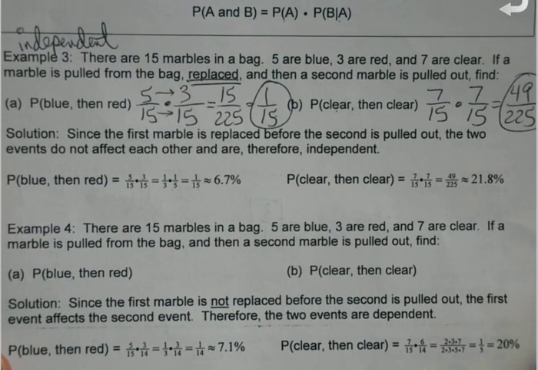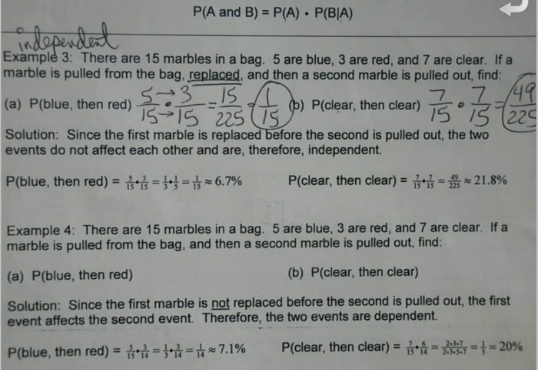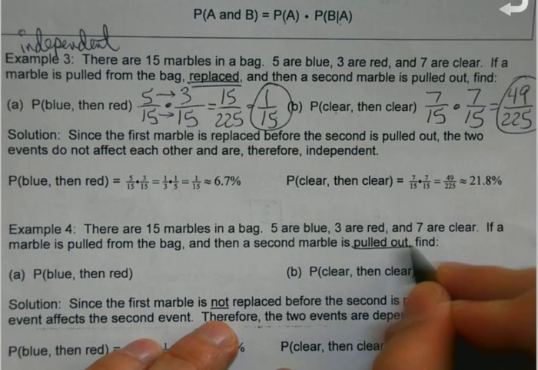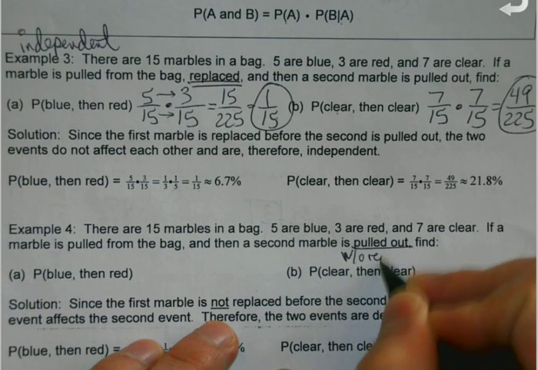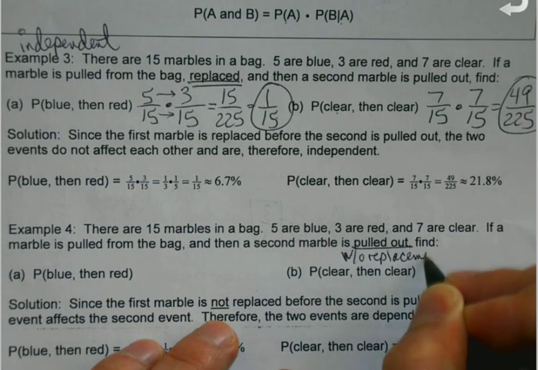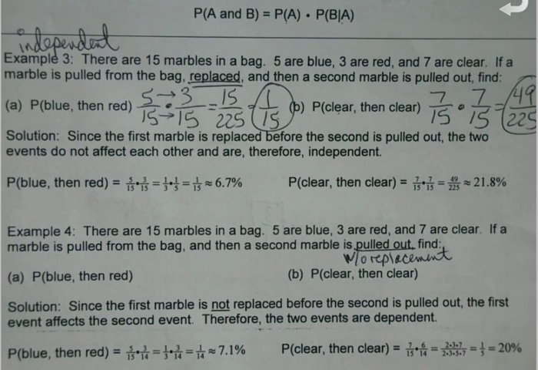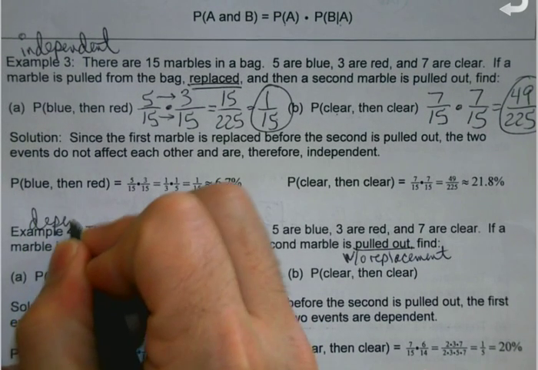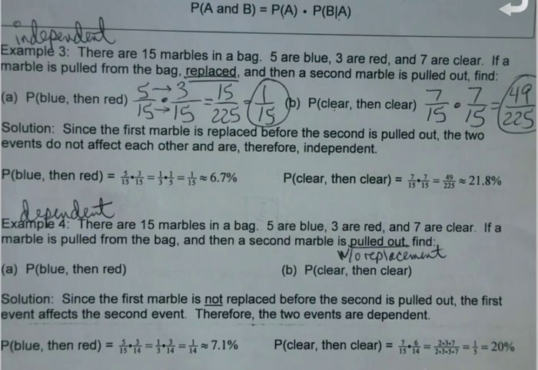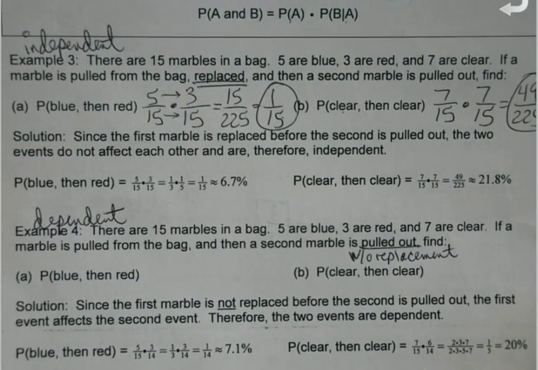Now, here comes a slight change in wording. Okay, again, we have 15 marbles in a bag. Same number of blue, same number of red, same number of clear. If a marble is pulled from the bag, and then a second marble is pulled out, okay? So here, we're doing it without replacing it. Once that first marble's out, it's out. This would be an example of dependent events.